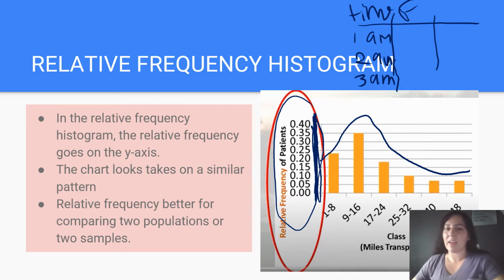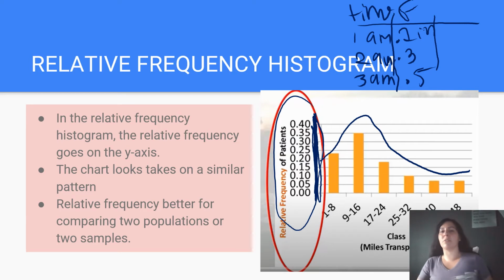Okay, so maybe at 1 a.m. I measured it and I lost 2 inches. That's crazy. 0.2 inches. And then at 2 a.m. it was 0.3, and then at 3 a.m. it was 0.5. Why did it increase so much at that time? I don't know. But then we have our relative frequency.